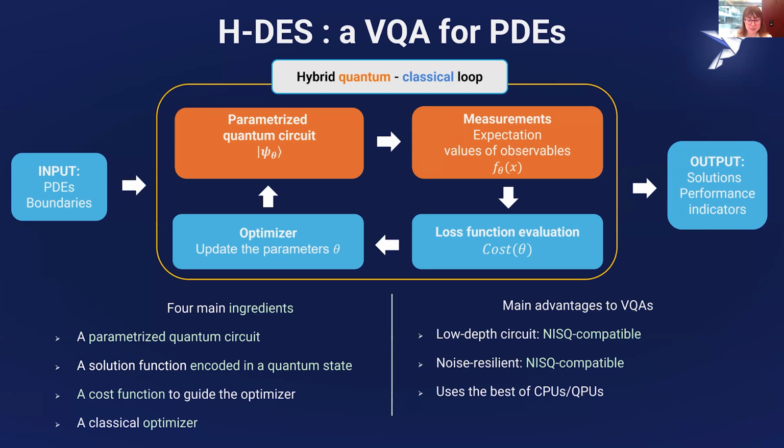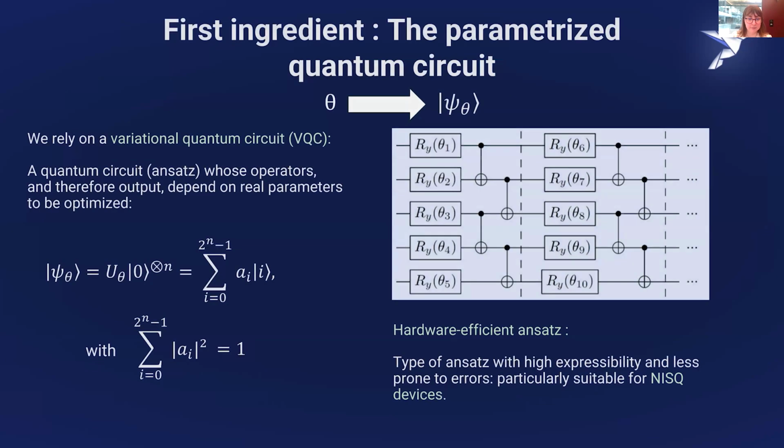And the main advantages to VQAs, I mentioned this briefly earlier, but essentially VQAs are very useful for NISQ devices because you can achieve a lot with quite low depth circuits. By low depth, I mean that you don't have too many gates in sequence in your circuits. And lower depth circuits are much less susceptible to noise. And obviously VQAs also use the best of both classical and quantum computers. That's another advantage.